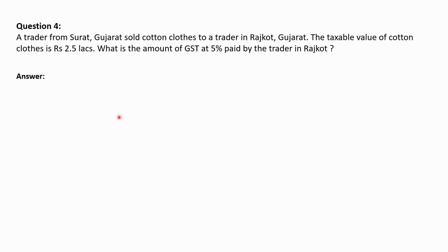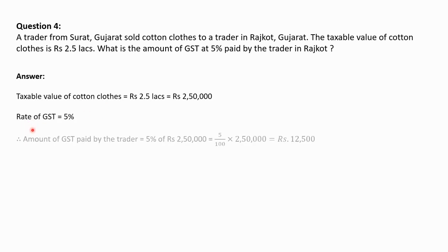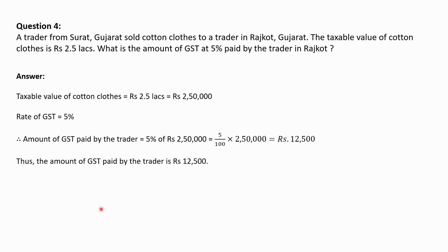So let us start with the solution. The taxable value of cotton clothes was rupees 2.5 lakh, or we can say 2,50,000. The rate of GST was 5%. The amount of GST paid by the trader will be 5% of the taxable value. That is 5 upon 100 into 2,50,000. That gives you 12,500. Thus, the amount of GST paid by the trader is rupees 12,500.